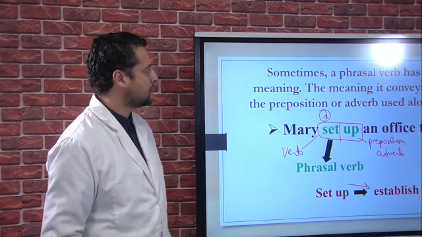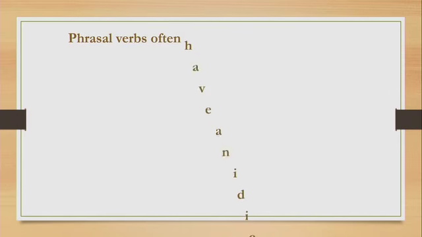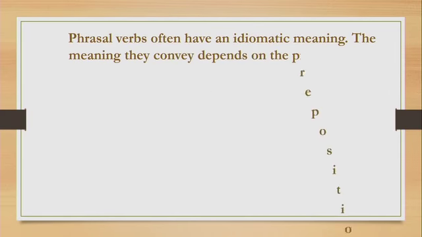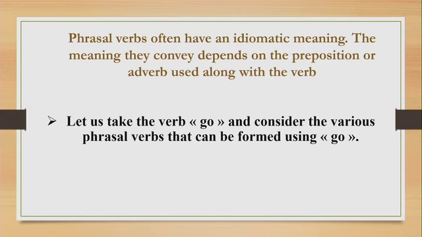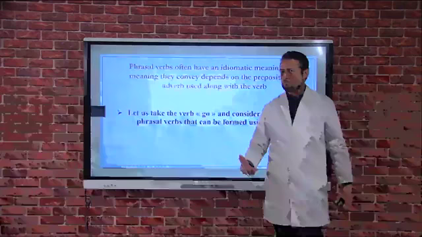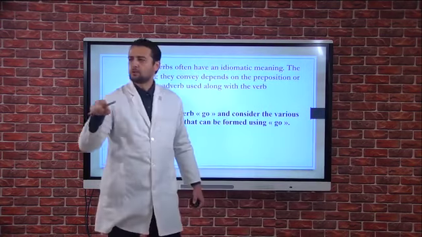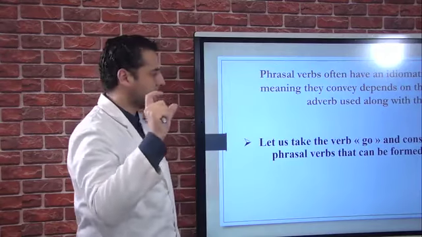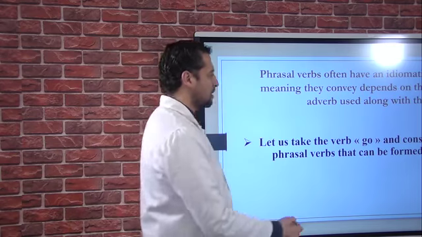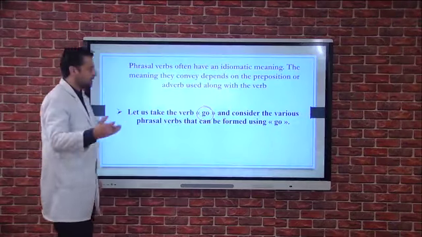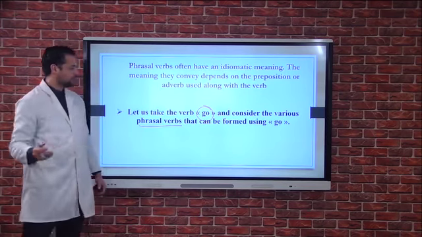So this is all about these words concerning the phrasal verbs, right? The phrasal verbs, of course, often have idiomatic meaning. For example, the meaning they convey depends on the preposition or adverb used along with the verb. So in order to make it more practical, let's have a look at the verb to go. And by the way, when you go into the dictionary, you're going to have at least 3 or 4 pages just with the verb go, and all the information, all the derivation, as we call it, using the phrasal verbs.